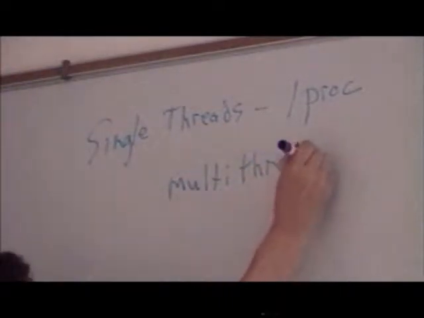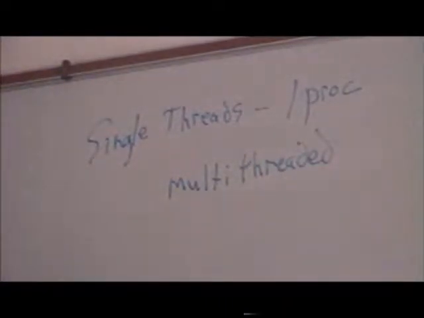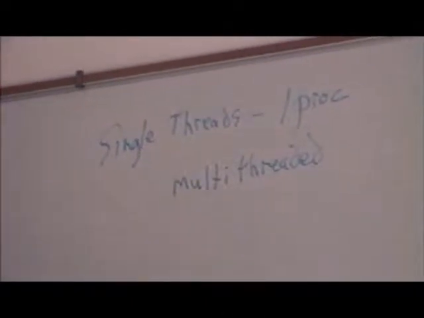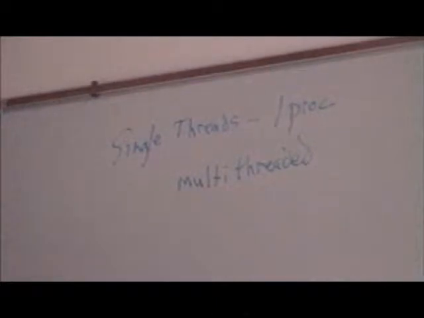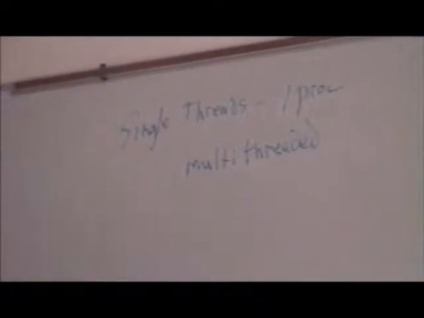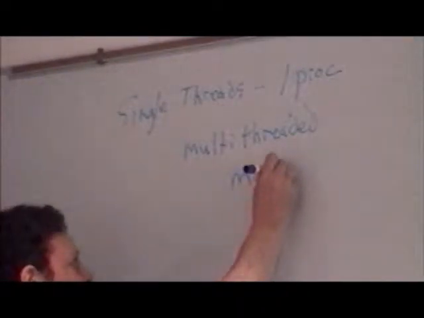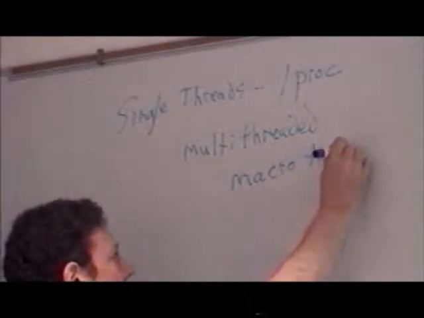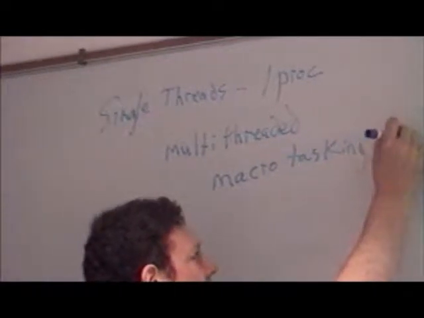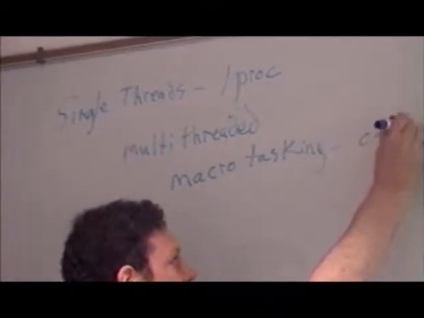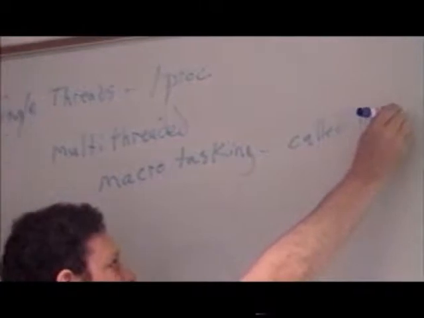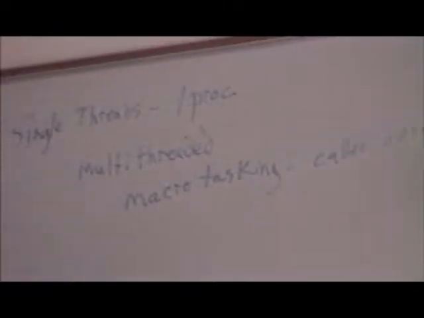And there are 3 different styles of multi-threading. The first one was where I had to rewrite my application. In rewriting my application, we called that macro tasking because you called library routines. That meant rewriting the application. Nobody wants to rewrite an application if they can avoid it.